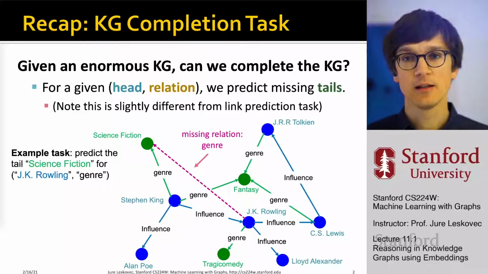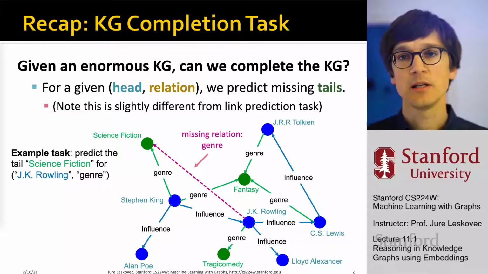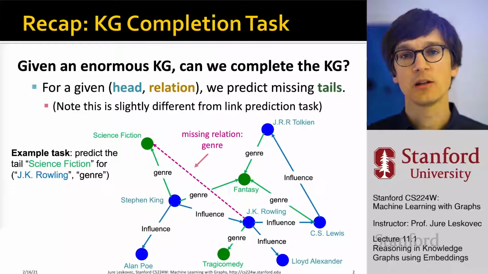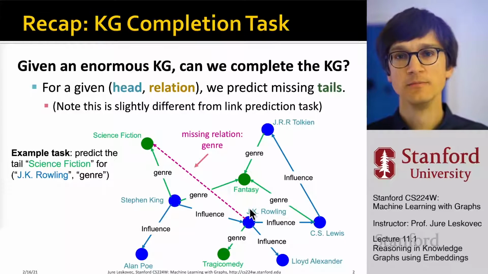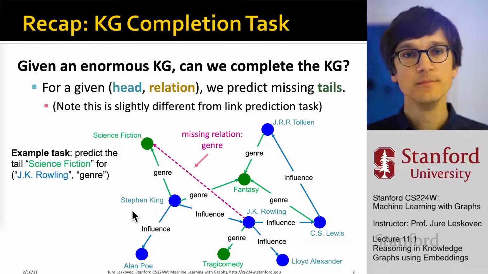And then we defined a task we called the knowledge graph completion task, where given an enormous knowledge graph, the question was, can we complete it? Can we predict, infer missing relationships in the graph? So for a given head and for a given relation, we wanted to predict missing tails, right? For example, we would want to predict the genre that a particular author is writing books about based on the rest of the structure of the knowledge graph.